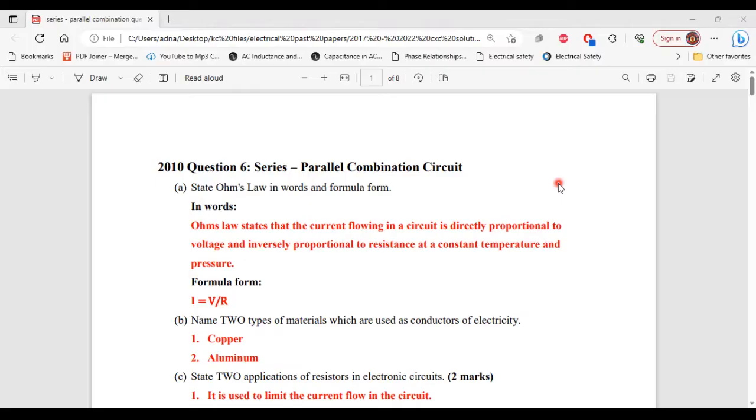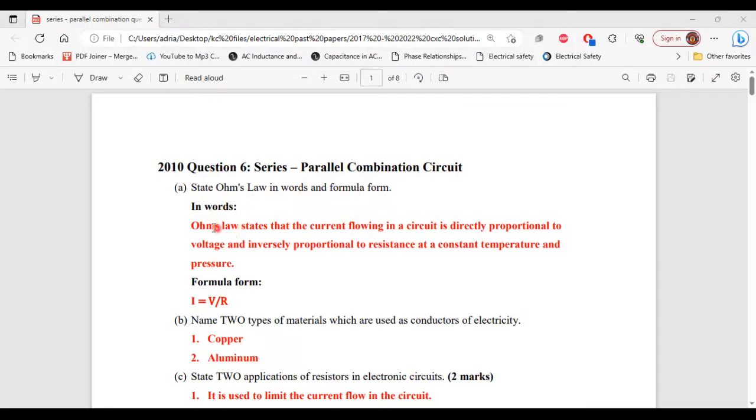So the first question that we're going to be looking at is question 6 from the 2010 past paper. All right, so part A, it says, state Ohm's law in words and formula form.